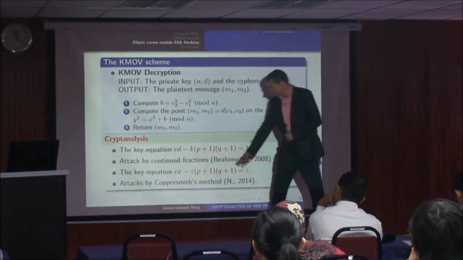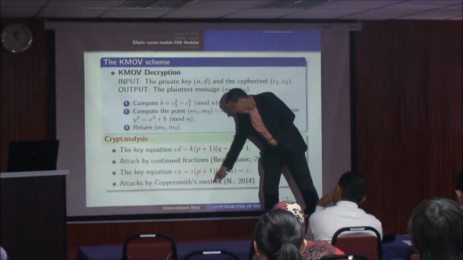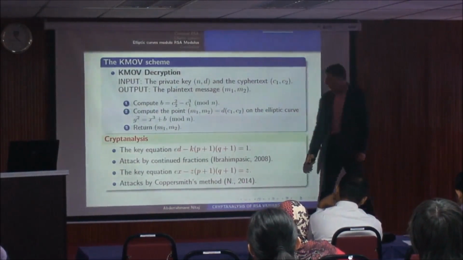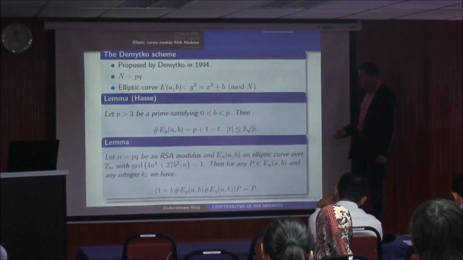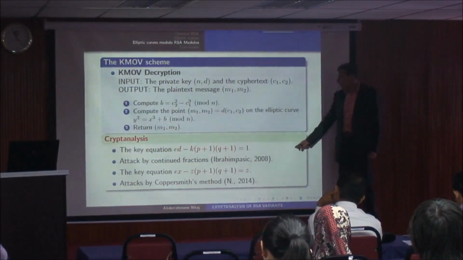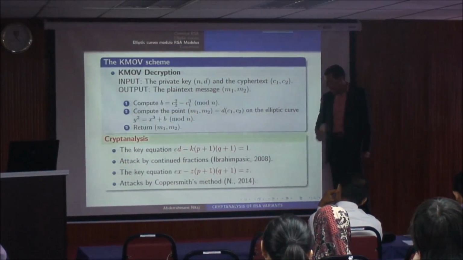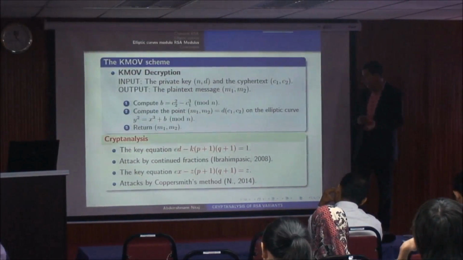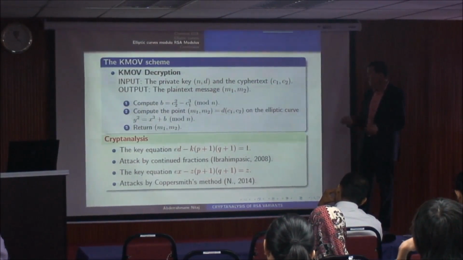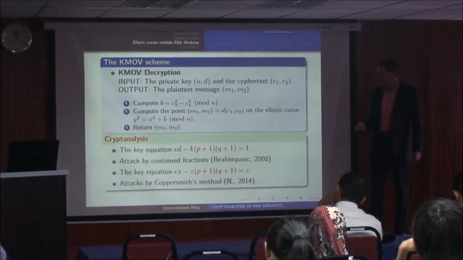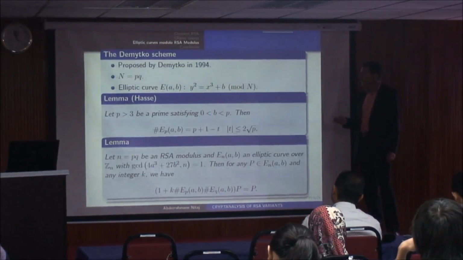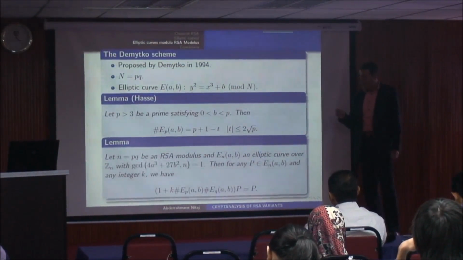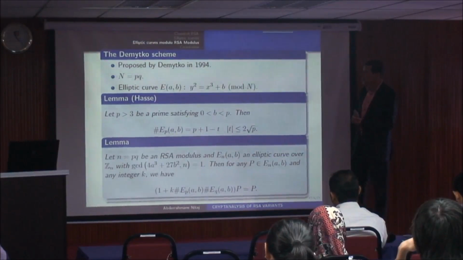Okay, this is ex minus 1, this is a y, and this is a z. So this equation can be solved if we apply the continued fraction algorithm, or also Coppersmith's method. So this is the first algorithm that mixes elliptic curves and RSA, and there is also another system mixing elliptic curves and RSA.